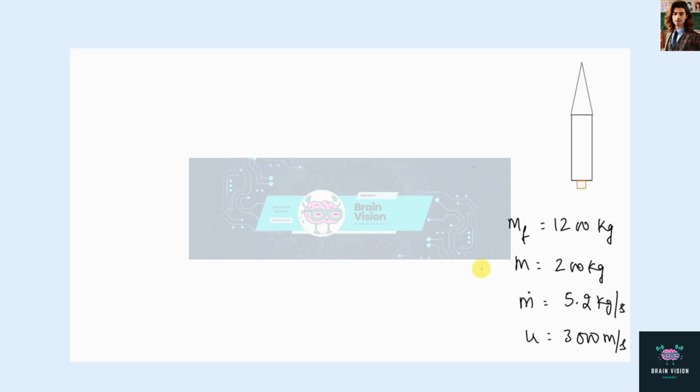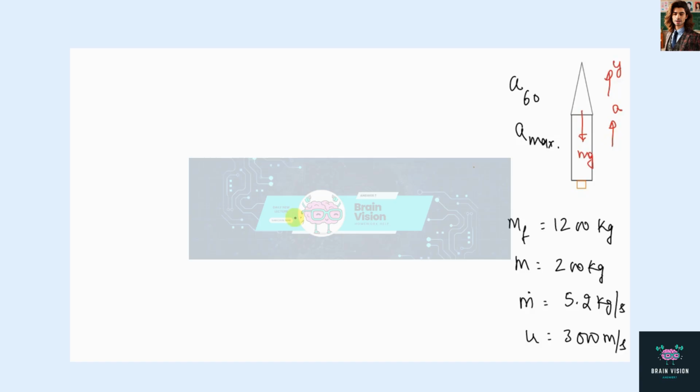Now we have to calculate two things. First, the acceleration of the rocket after 60 seconds from the ignition, and second, the maximum acceleration. For that, let me first show the forces on the rocket. So this would be the mg force acting in the downward direction, and we will be taking this direction as our positive y axis, and acceleration is like this for the rocket.